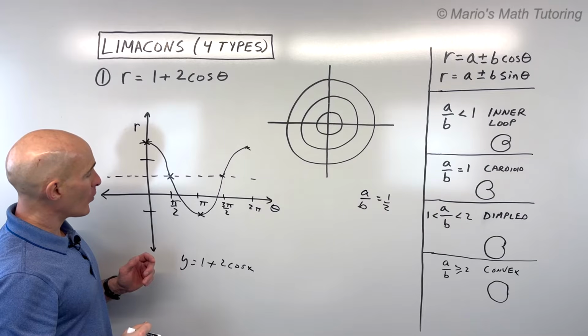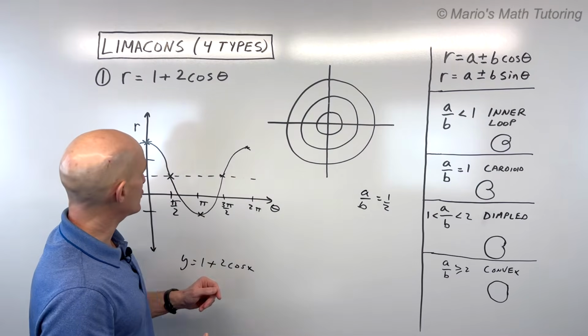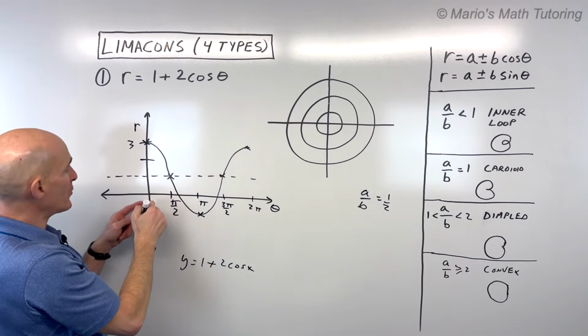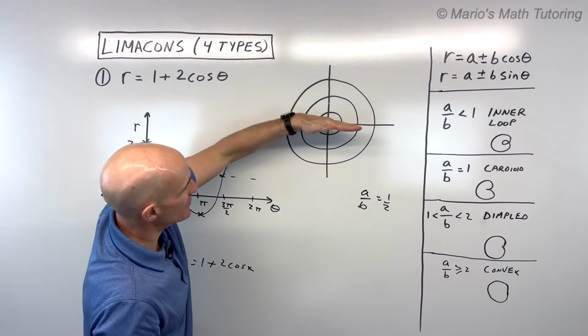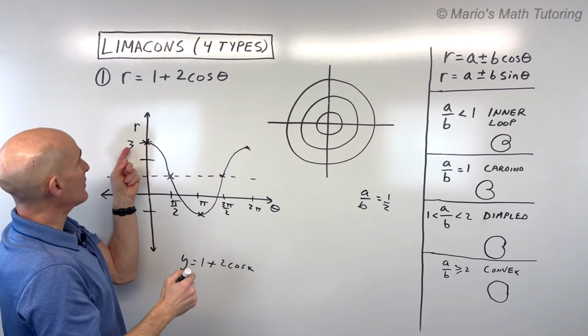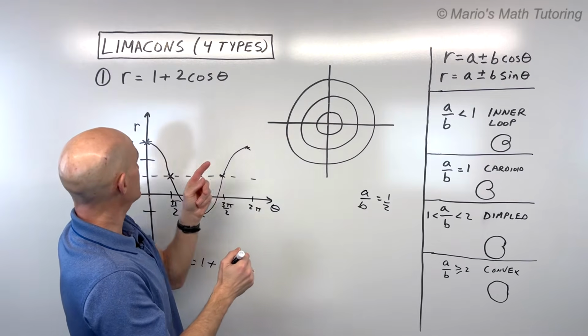And so now we're going to transfer over here. We can see that when you're at 0 radians, that's going to be right here, the r value, or the distance from the pole, is going to be 3.